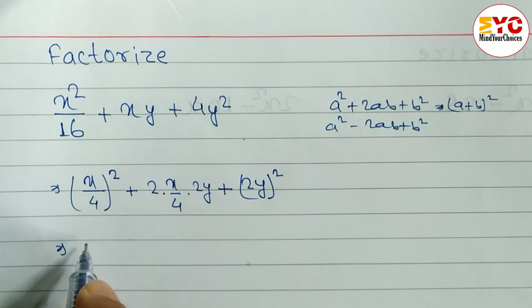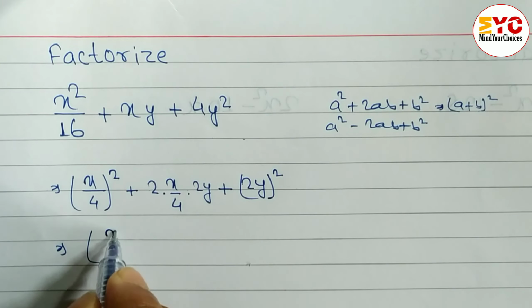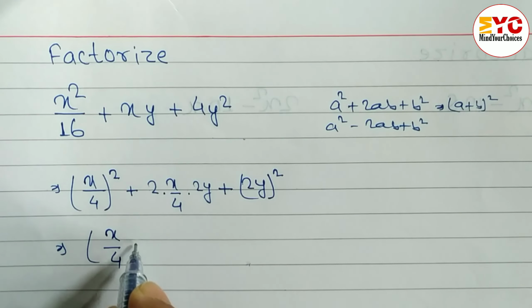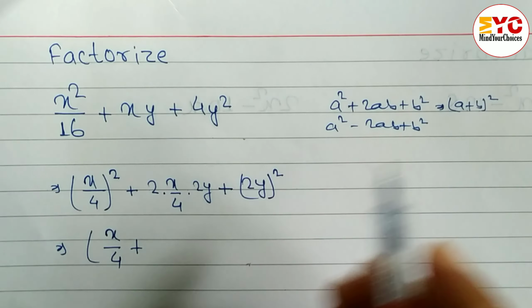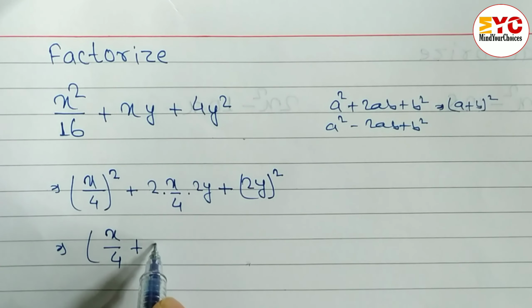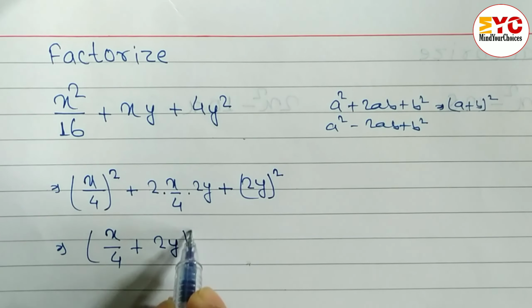So here we have to write in the place of a, what is here? X by 4. So we have to write x by 4 plus, a plus b whole square. In the place of b, what is here? 2y. So we have to write 2y whole square is the answer.